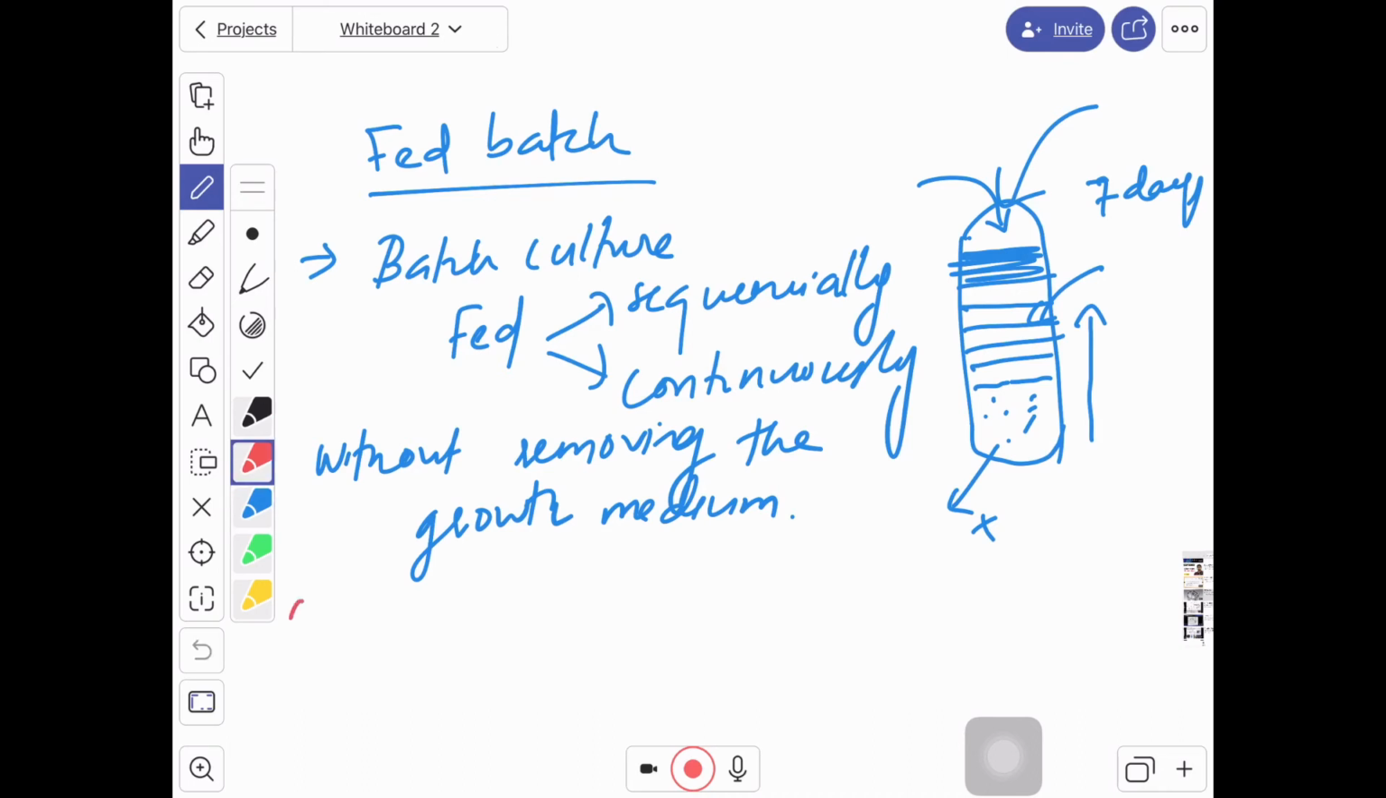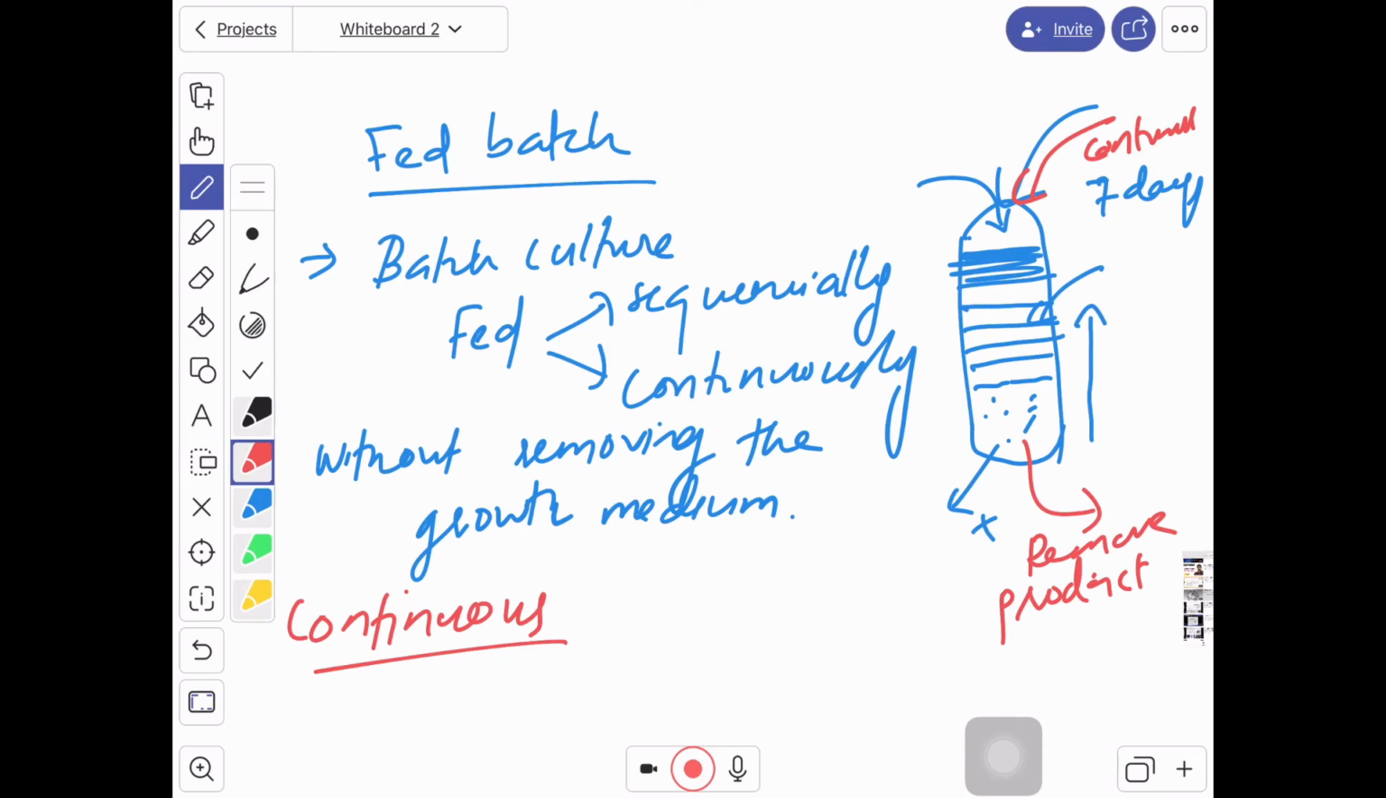And the third type is continuous. In continuous culture, we continuously add medium and we continuously remove product. Here the fresh substrate and medium is added, and once the growth is over, product is simultaneously removed. So we will get a constant amount of medium inside the fermenter that is maintained. Such cultures are known as continuous culture.